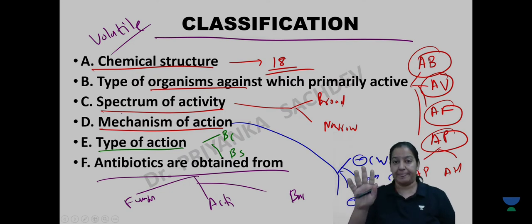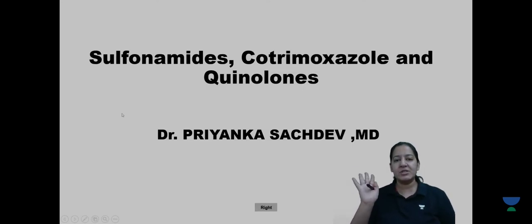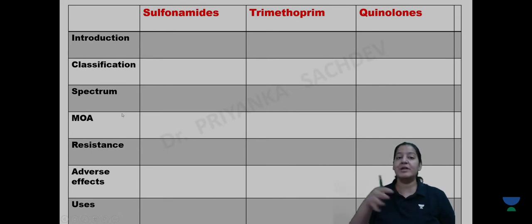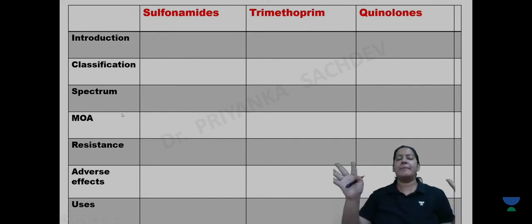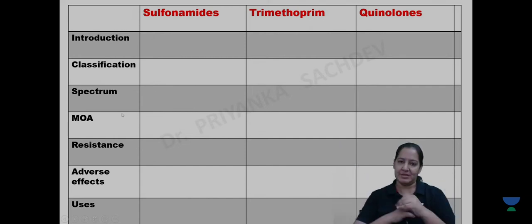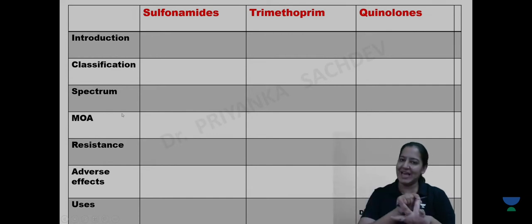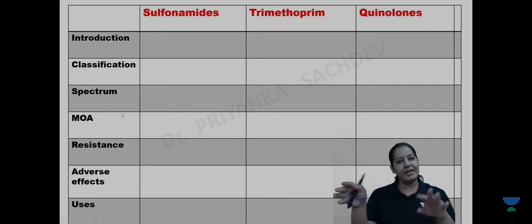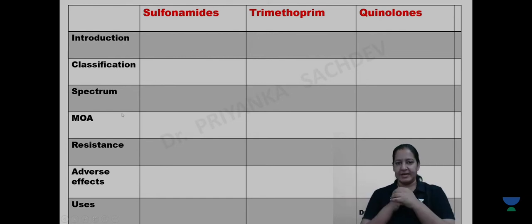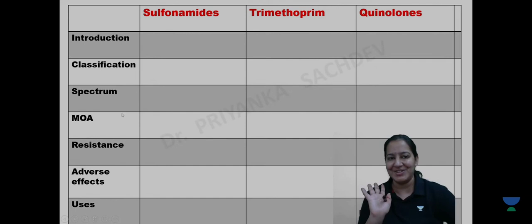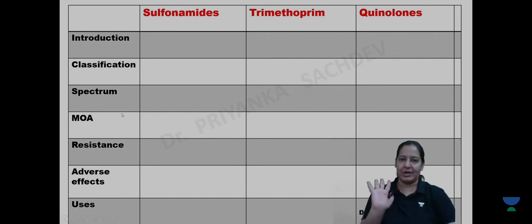So the best, unique way to study them is in a comparative manner. I request all my dear students to make columns like this in a comparative manner for each category. Let me start with nucleic acid synthesis inhibitors. Then we will come to protein, then cell membrane, and then cell wall. In this way, we will cover all 4 categories. You know the mechanism of action. These are all nucleic acid synthesis inhibitors. So let's compare these 3.